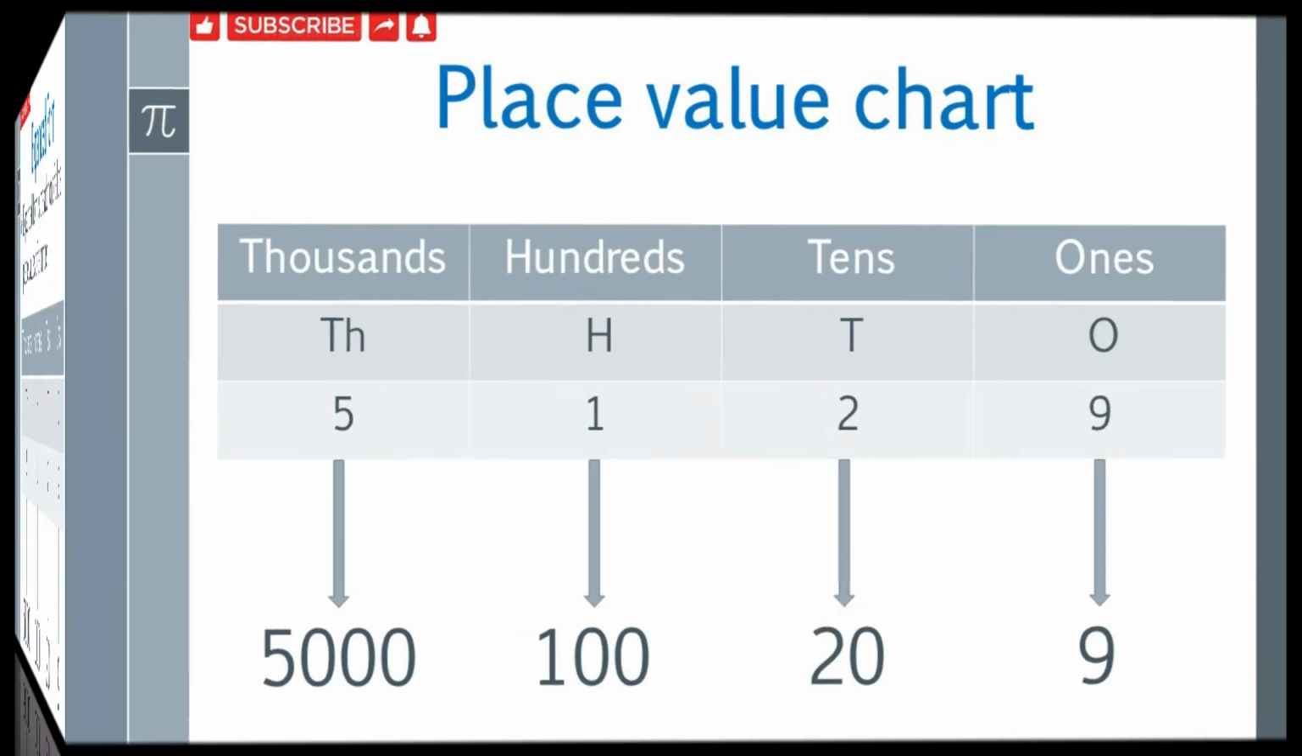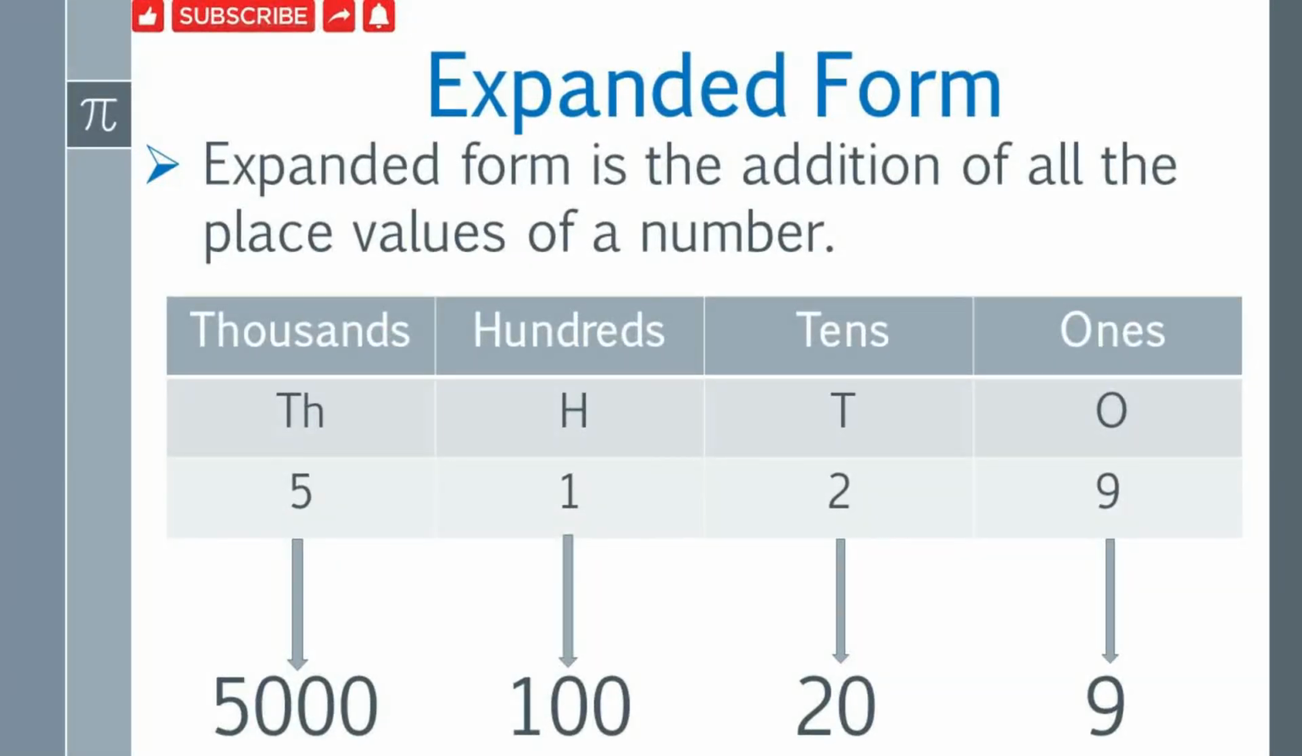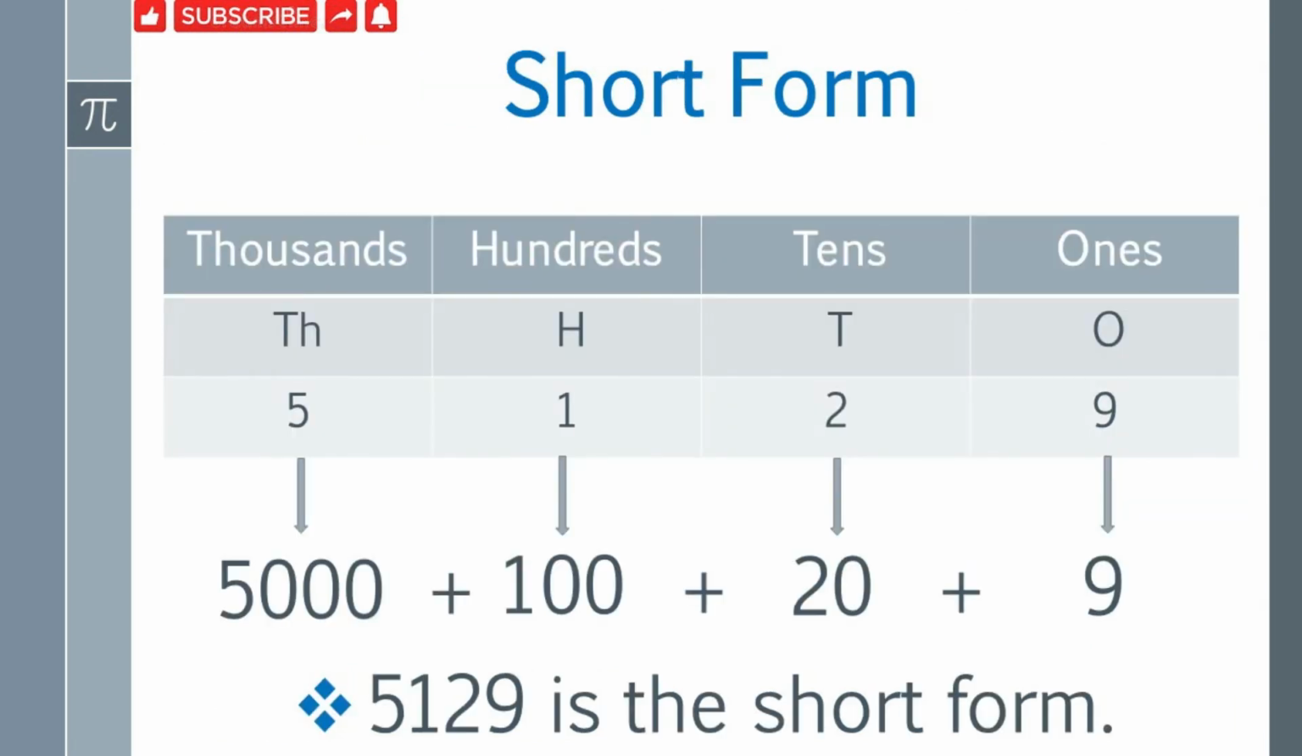Children, we have the place value for a number. Now let us learn how to write the expanded form for the same given number. Expanded form is the addition of all the place values of a number. So, the expanded form of this given example 5129 will be 5000 plus 100 plus 20 plus 9. 5129 is also called the short form.